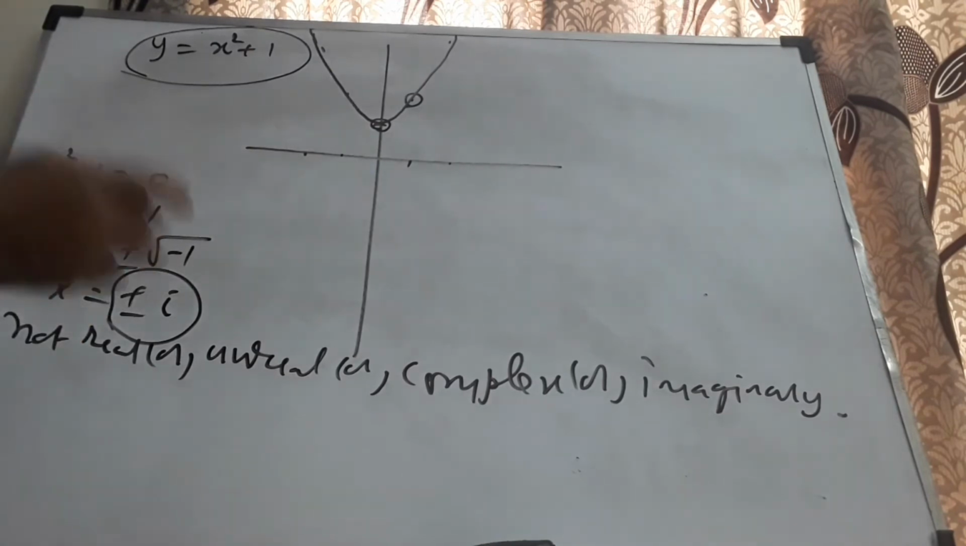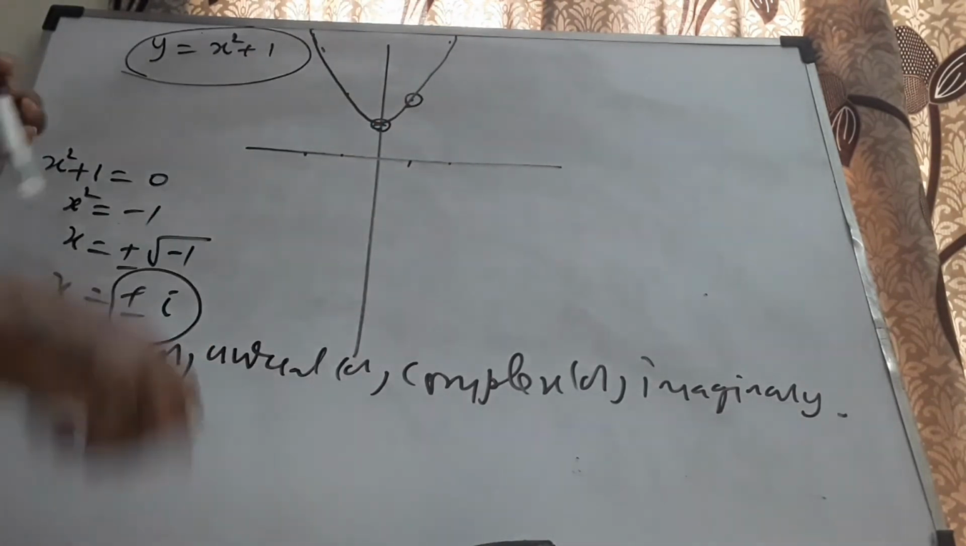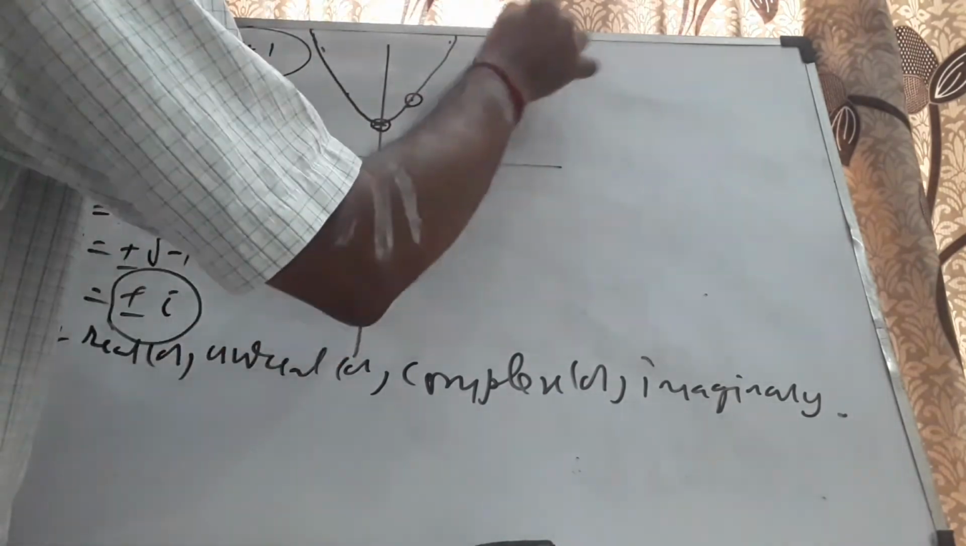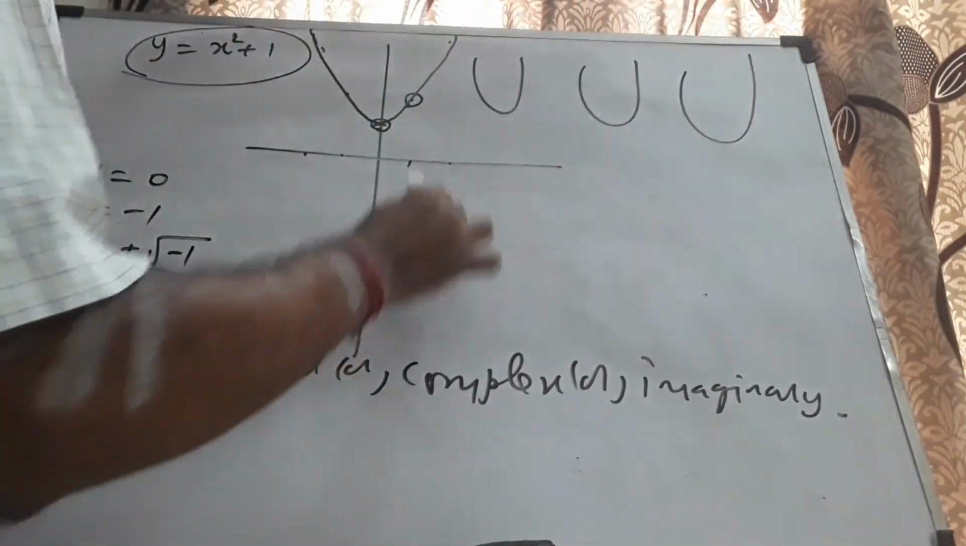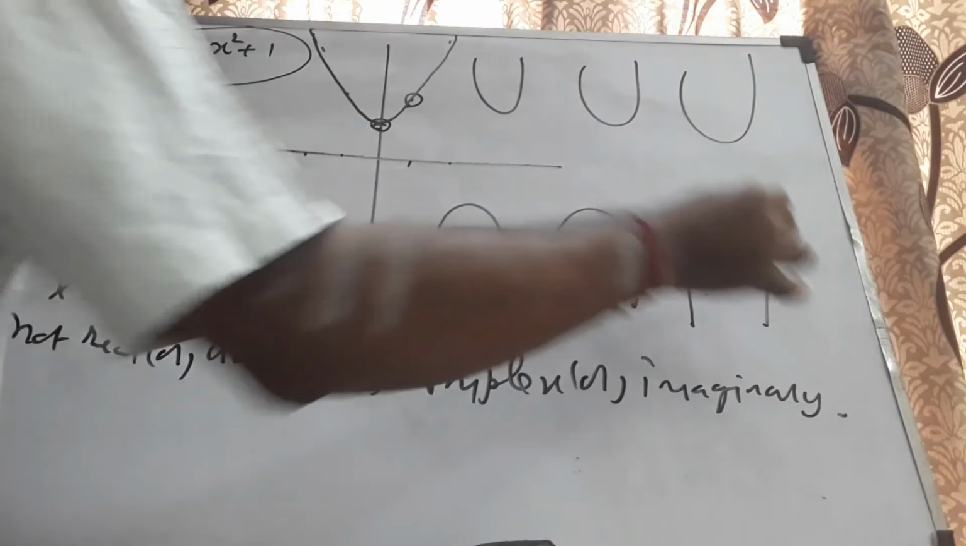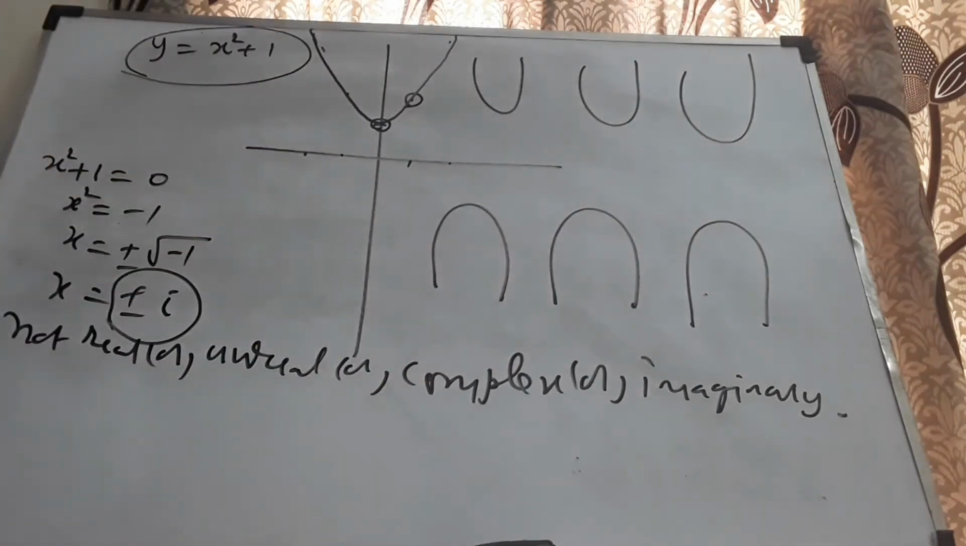It will be above the x-axis or it may be below the x-axis. Therefore, I may have a graph like this. Whenever I have a graph like this, such a quadratic polynomial will have no real zeros. It's better to say no real zero or complex zero instead of saying no zero.